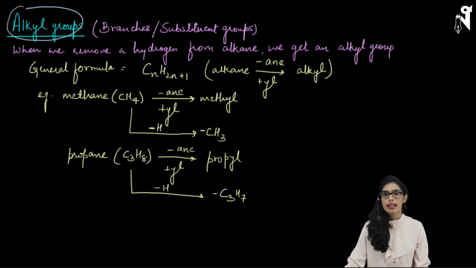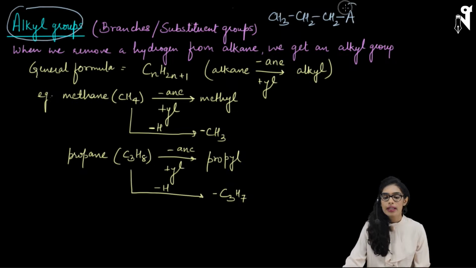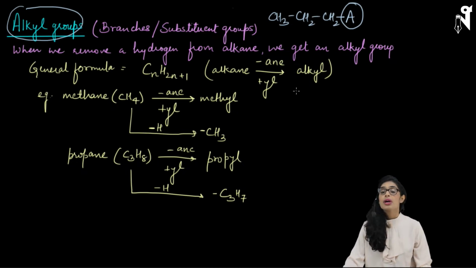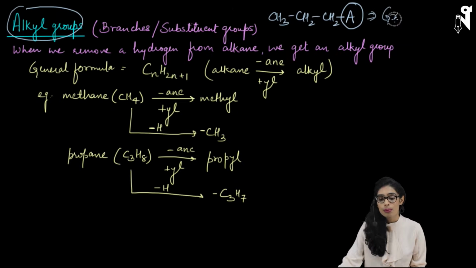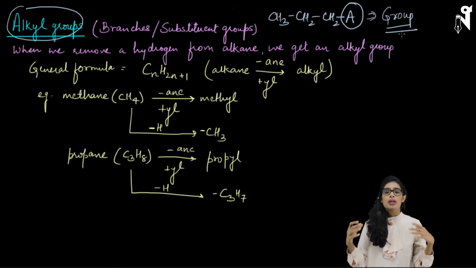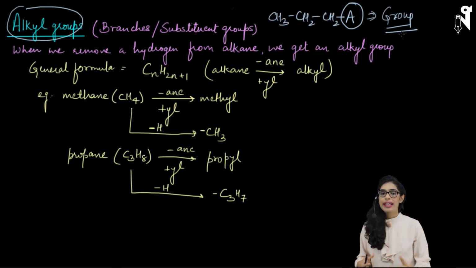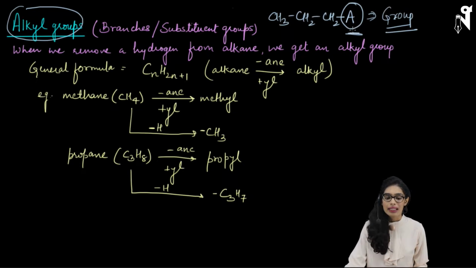Let me just give you an example. If I have, let's say, CH3, CH2, CH2, and then I write A, which means any other thing can be present apart from carbon, or anything which I am not referring to right now. This will be called some group. What kind of group it can be, we'll deal with later on. This is one part of the compound, and this is another part of the compound.